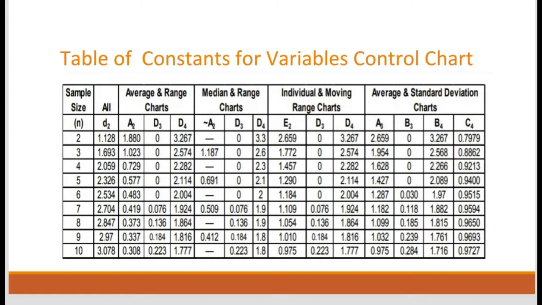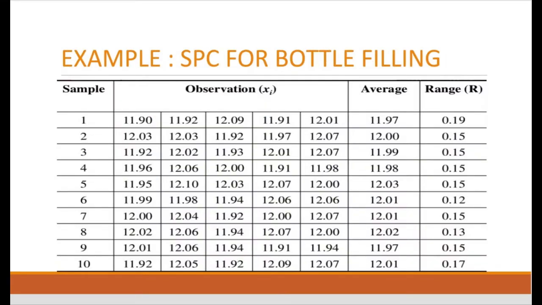Here one table is mentioned in which constants for various charts are given. These constants are used to find the control limits, and with the help of control limits we can draw the different charts. Now understand how to draw the X bar and the R chart from one example. Here we have taken the example of SPC for bottle filling. SPC means statistical process control.